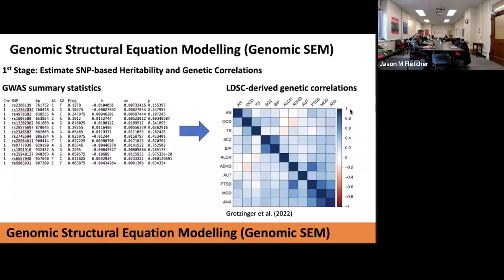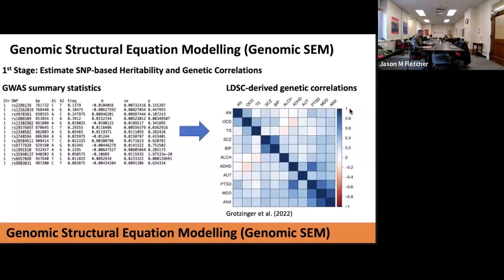Genomic SEM follows a two-stage approach. In the first stage, we estimate the SNP-based heritabilities and co-heritabilities and the genetic correlations using GWAS summary statistics. This is using the multivariate extension of LD score regression. This is how a typical summary statistics file looks like. We have as many rows as genetic variants, and then we have effect sizes for the SNP-trait associations, standard errors, and p-values.